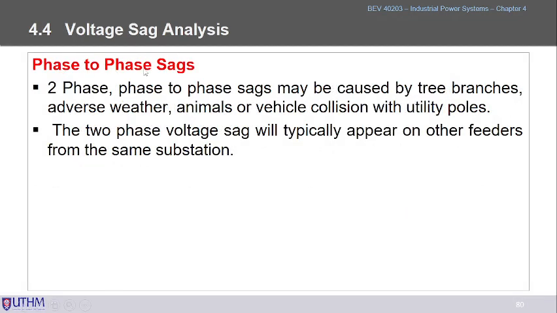And the phase to phase voltage sags. Phase to phase voltage sags are normally caused by, let's say, tree branches falling down, or bad weather due to heavy rains, for example. It will damage your systems, and then you might have phase to phase voltage sags.